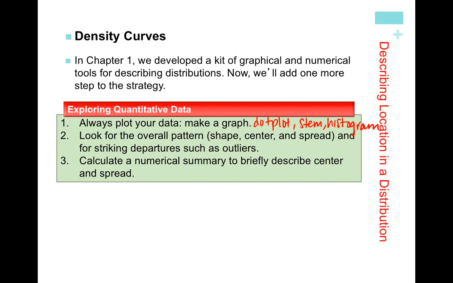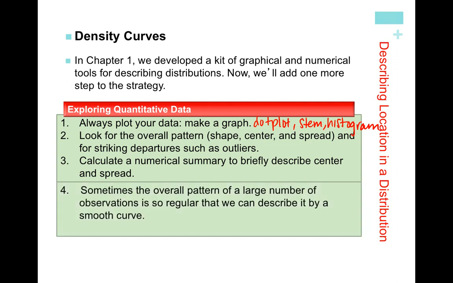Then you're going to describe shape, center, and spread. Again, you use mean and standard deviation if it's roughly symmetric. You use median and IQR if it's skewed or has outliers, and you identify any outliers that you have. Then we can calculate those numerical summaries by using maybe a computer program or one variable stats on your calculator.